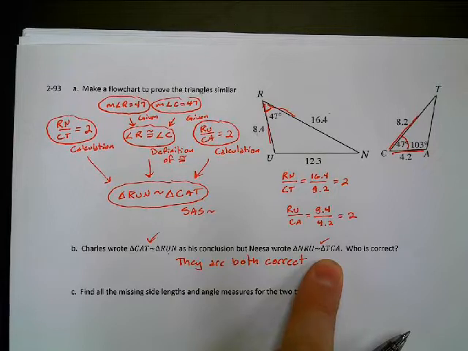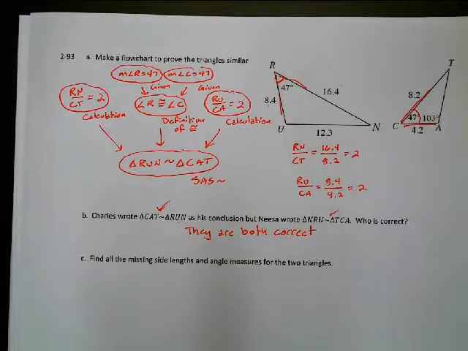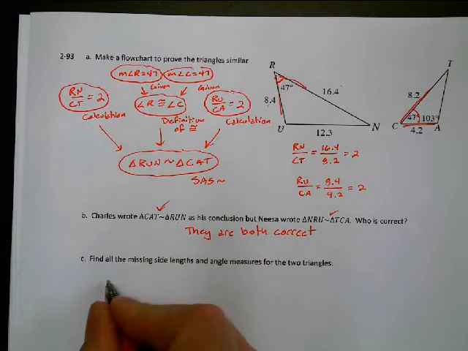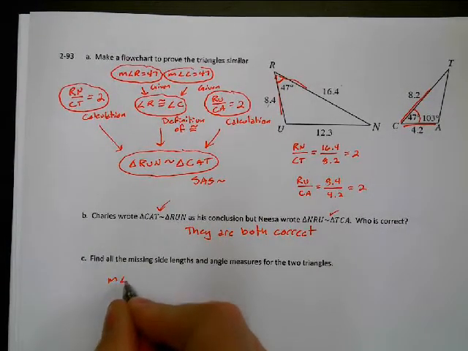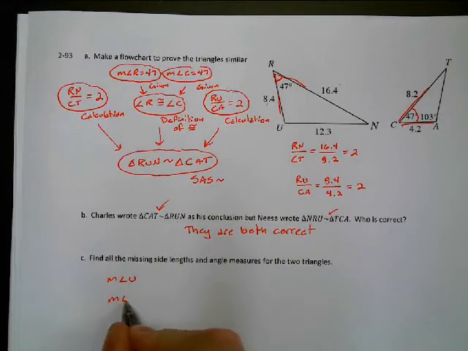Find all the missing side lengths and the angle measurements of the two triangles. Okay, so we were missing the measurement of angle U. We're missing the measurement of angle N. We're missing the measurement of angle T. Let's start with the angles.